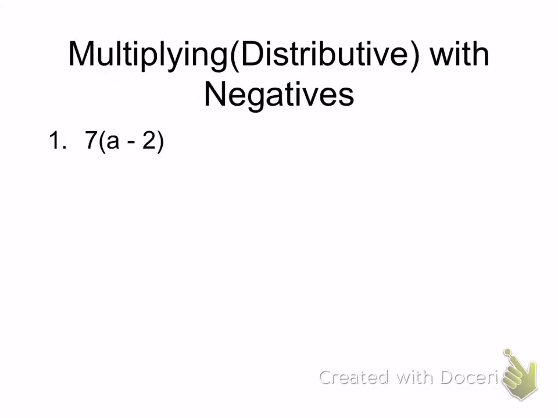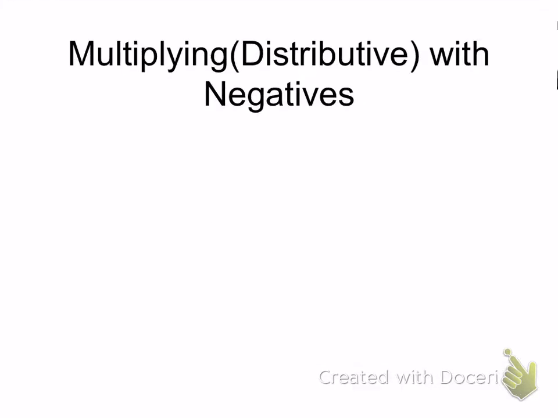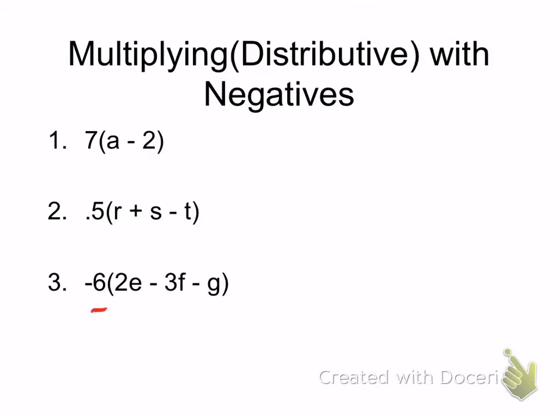Let's do distributing. We talked about that the other day. We can distribute a decimal. When we distribute, if the sign, like on number 6, has a negative in front of it, that negative travels with it because 6 owns it. Whatever is to the left of the number is owned by the number. So that would be negative 12e, plus 18f and plus 6g. Is that clear?